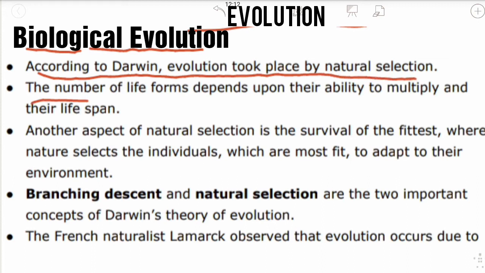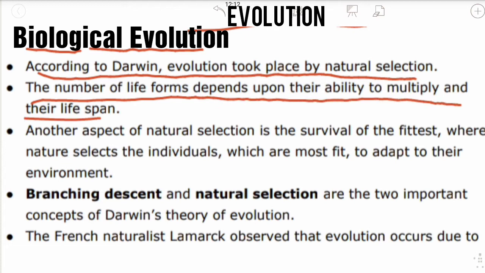The number of life forms depends upon their ability to multiply and their lifespan. Life forms mainly depend on this ability to multiply and lifespan. Lifespan is the period from natural birth to death.